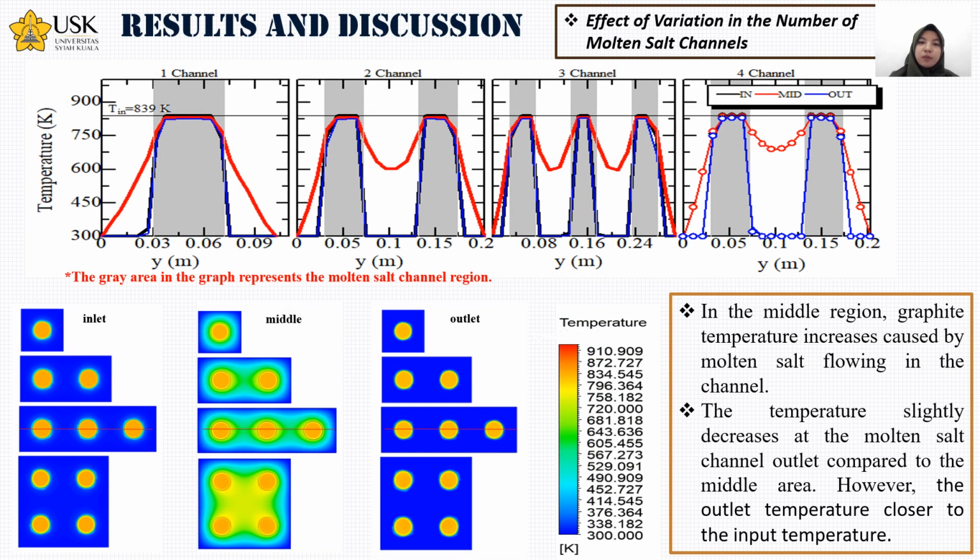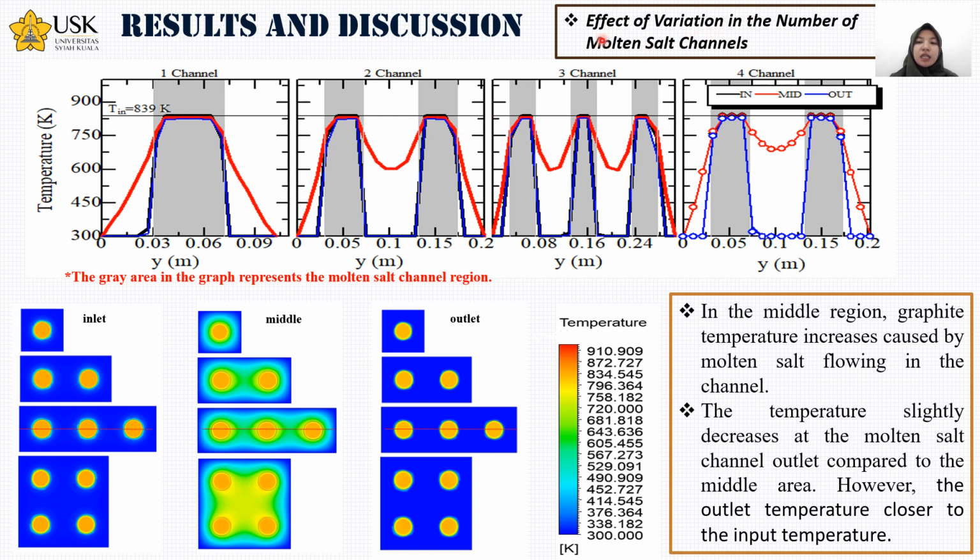Next, I'm going to explain the result. The first point in the result is the effect of variation in the number of molten salt channels. The spectrum shows us the temperature in inlet, middle, and outlet. And the data is chosen at the y direction. This is for one channel, two channels, three channels, and four channels. And the data I plot in this graphic.